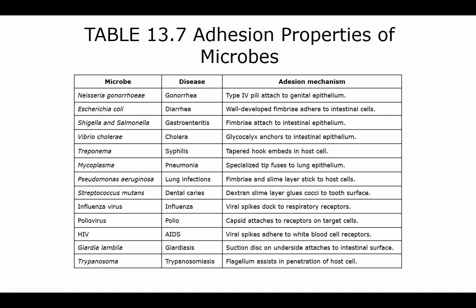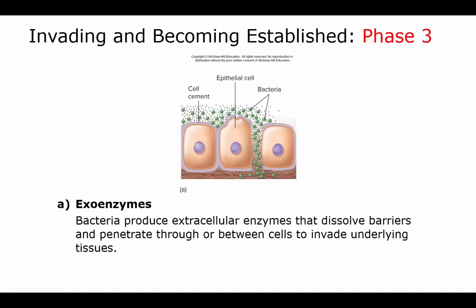Here's a table to give you some ideas of things that these microbes possess that help them to adhere. If you look at that list of diseases, it makes a little more sense as to why they're so transmissible, or why humans have such a problem with them.